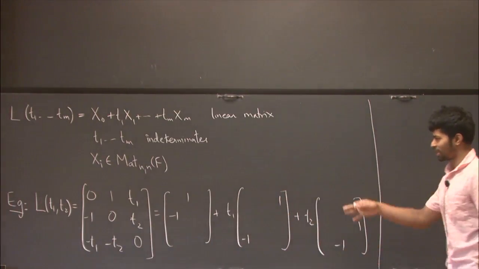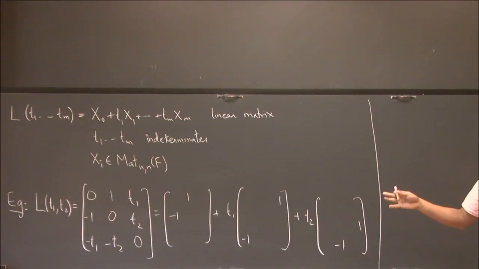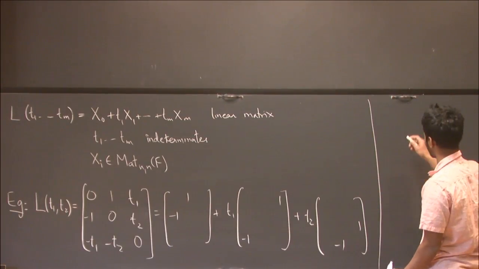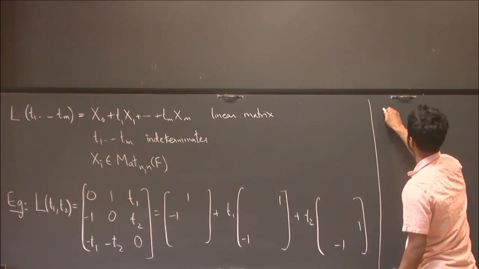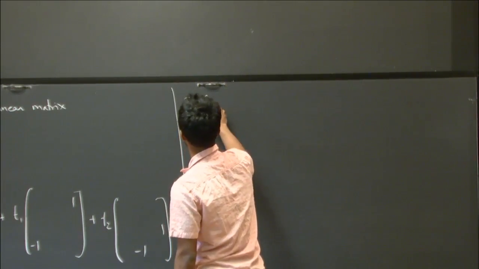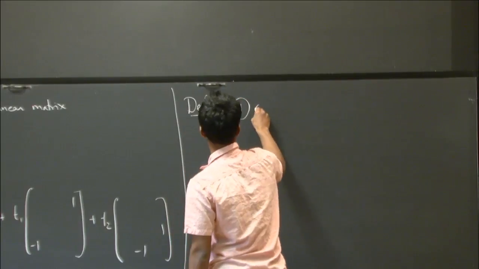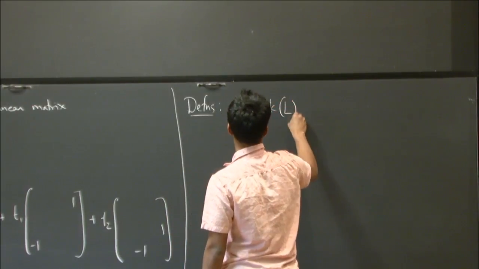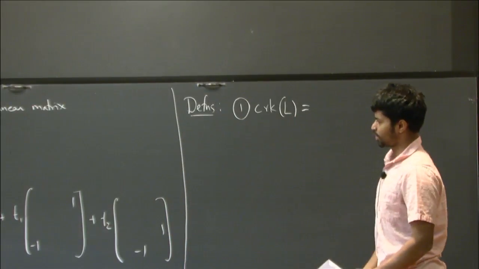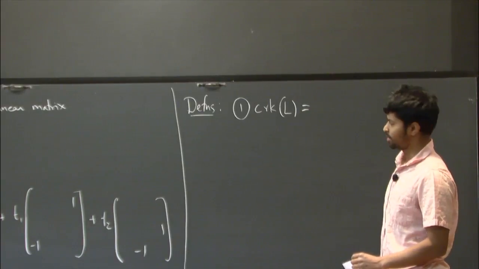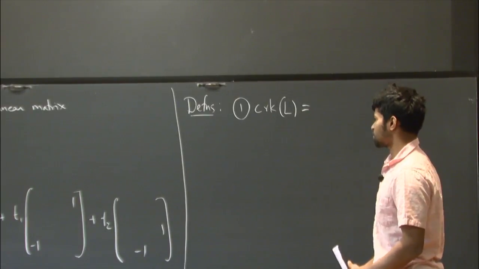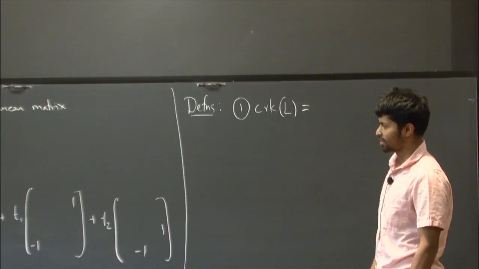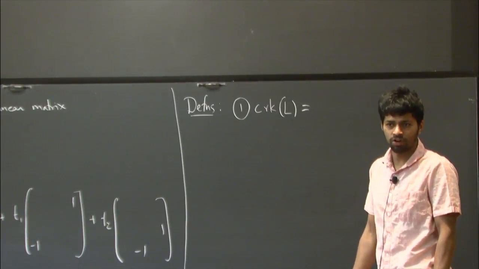So now I'm going to define the non-commutative rank using this example, and it should be clear how you define it in general. So here are the two definitions. The first one is the commutative rank of L, and it's what you might expect it to be. You want to live in a commutative world and you want the rank, so you want to know what field these entries belong to.